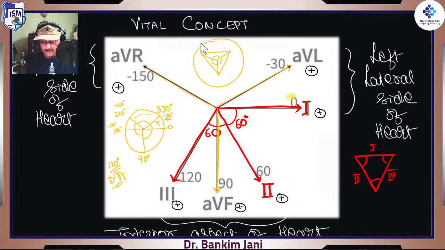That is lead number 1, that is at 0, lead number 2, that is at 60, and lead number 3, that is at 120, the gap of 60 degrees. That was easy. Then AVR, AVL and AVF, they are at 90, 150, minus 150 and minus 30. So these are at this angle, right?